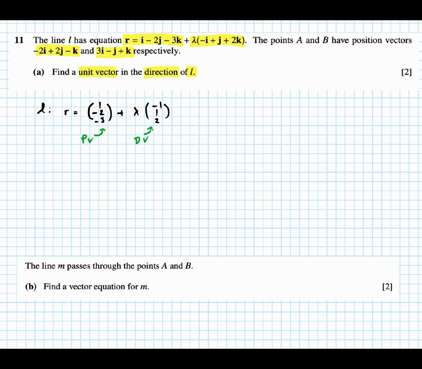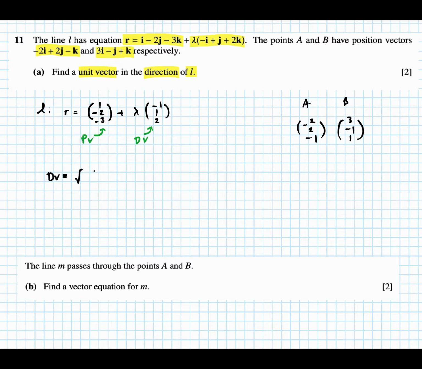That's what they look like. You could have lambda or mu or anything, t, s, whatever. You see a whole bunch of things, A, B, whatever. A and B have a position vector. Let's just write that down as well. So (minus 2, 2, minus 1) and (3, minus 1, 1). I have that there. Okay, that's good.